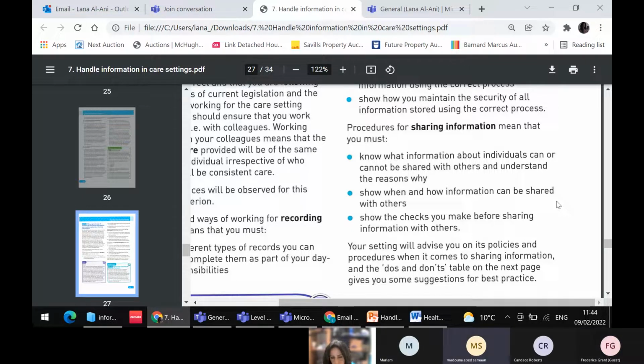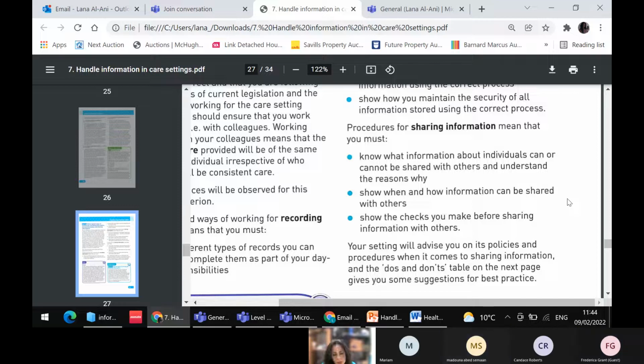And then we can show them before I share the information. Show the person the details when I want to share the information, so they know I'm sharing it. Okay, excellent.